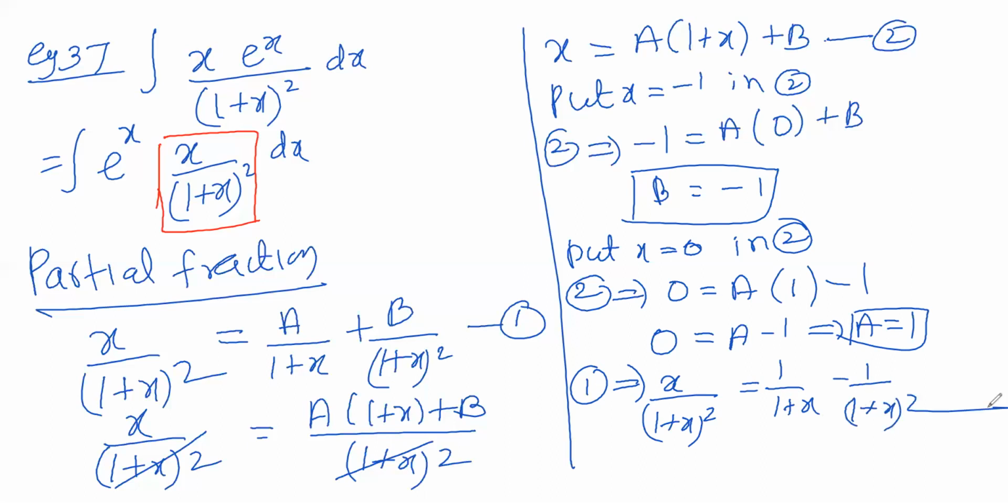So the partial fraction part is over. Now coming to the integral part, we'll go for integration. I'm writing the problem again: integral e power x into x by 1 plus x the whole square dx.